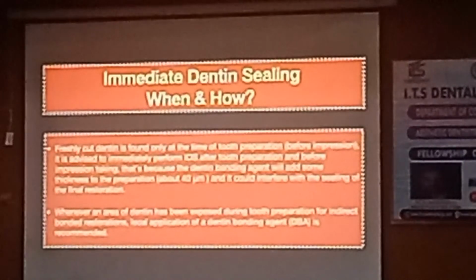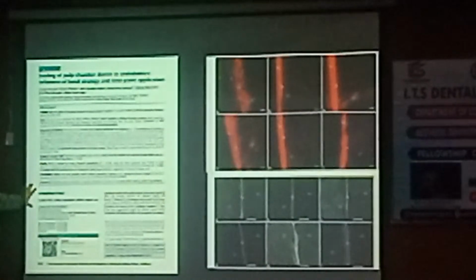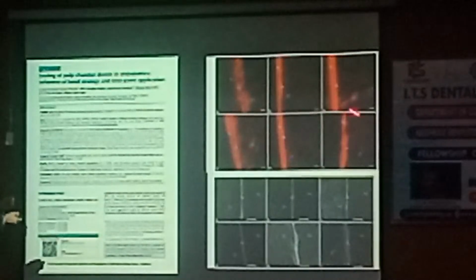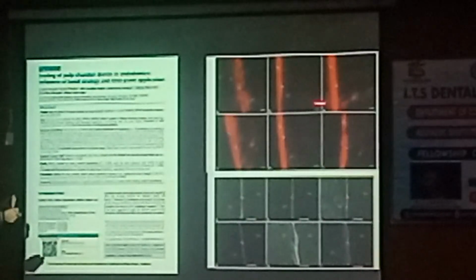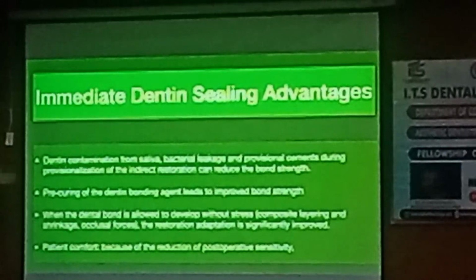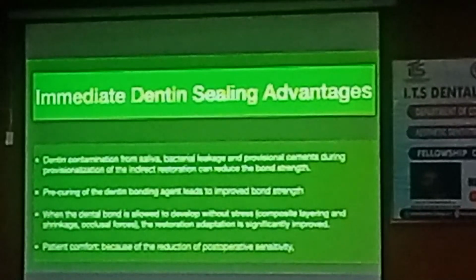Now look at this particular paper again in the JCDE, right? This is by these guys from Brazil, where they have shown, using confocal microscopy, how the bond is, and also the SEM, scanning electron microscope, showing the advantages of marginal sealing with the help of dentinal sealing, right? Now, immediate dentine sealing again has a lot of advantages: contamination by saliva, bacterial leakage, and contamination of provisional restorations is prevented, and the bond strength is good.